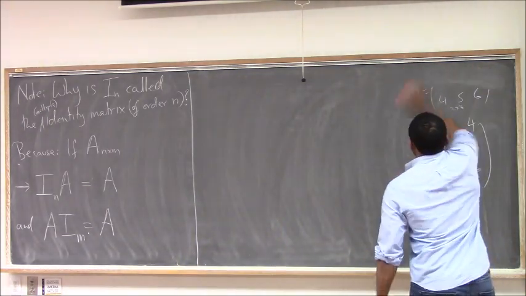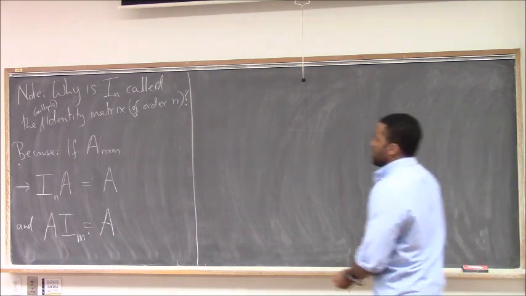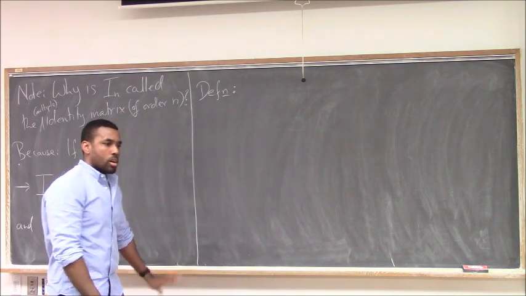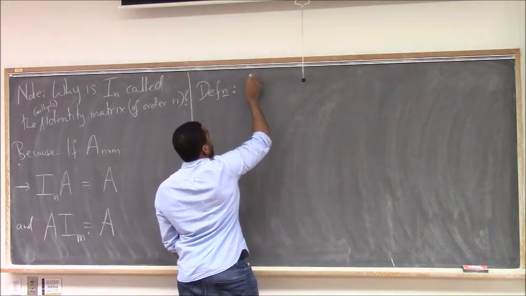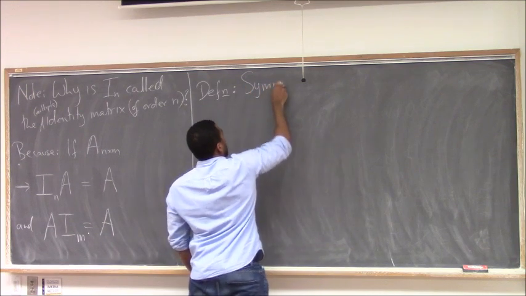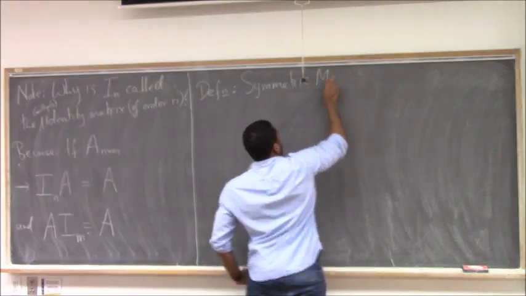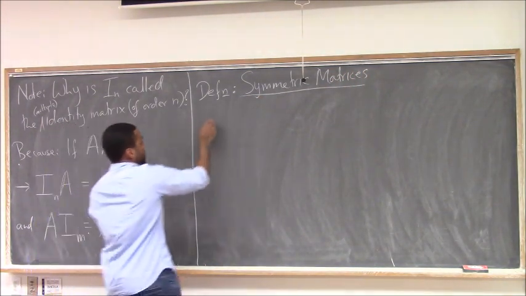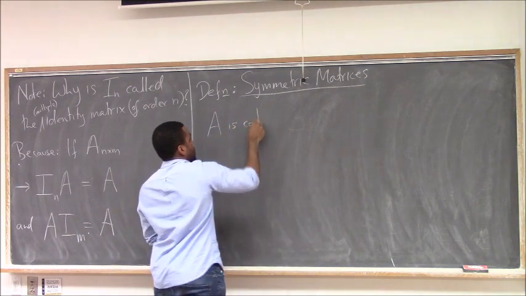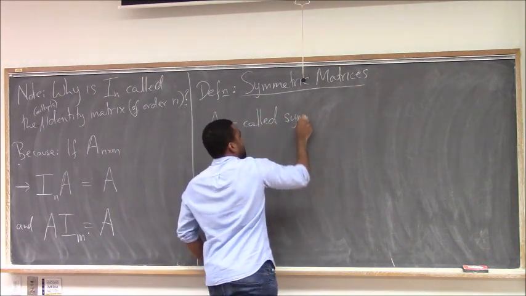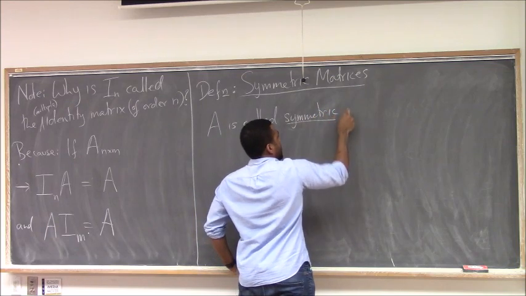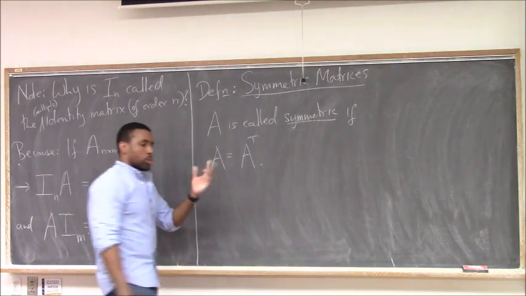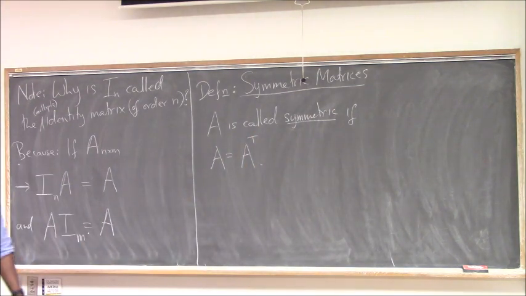What else? Okay, so I talked about transpose. I'm not sure if we'll get as far as to use this, but there's something called a symmetric matrix. And we can say A is called symmetric if A equals A transpose. If when you switch rows and columns, it makes no difference, you say you have a symmetric matrix.